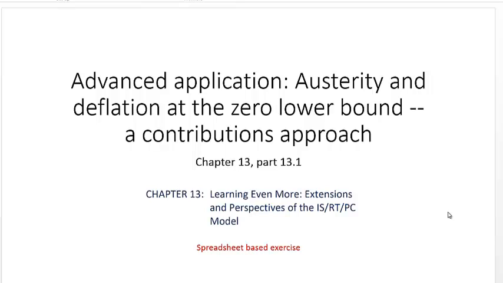Hello. In this video we're going to do an advanced application that we've entitled Austerity and Deflation at the Zero Lower Bound, a Contributions Approach. This material is taken from Chapter 13, Part 13.1, and it's going to include a spreadsheet-based exercise.